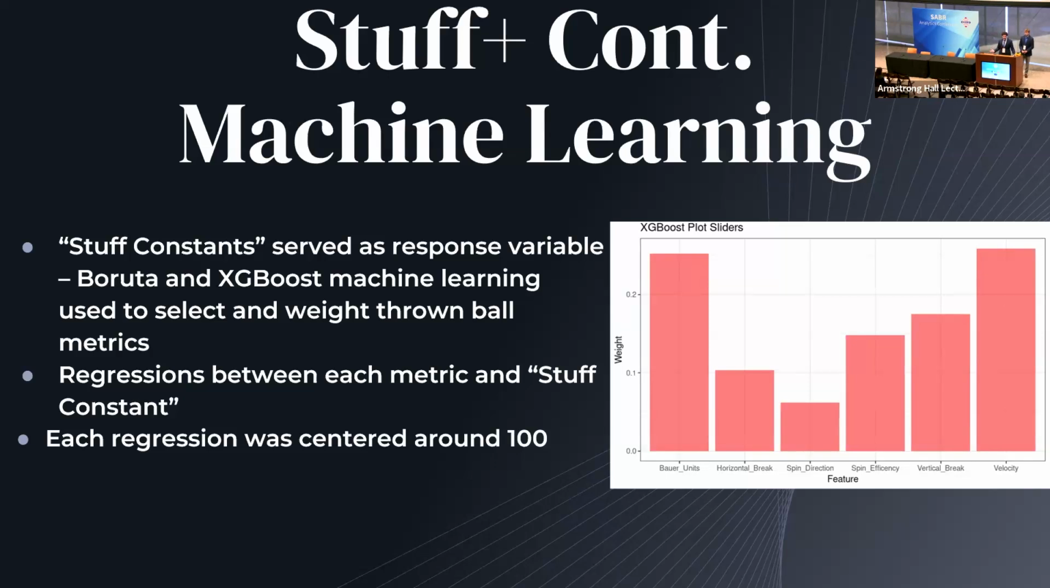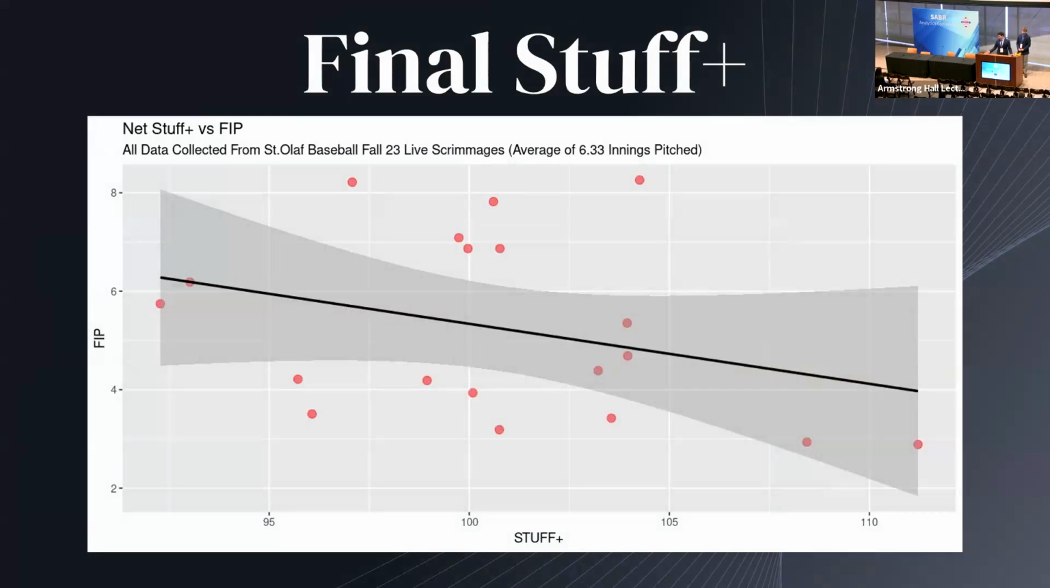Finally, we used multiple regressions between each Rapsodo metric and the stuff constant. This was so that we could put them all on a 100 scale, meaning a 101 is 1% above average, 99 is 1% below, and on and on. And finally, here was our original final Stuff Plus. As you can see, it is negatively correlated with FIP and not super strong, as data availability is definitely still our biggest problem. But as you'll hear from Henry here, there are a few things that we did to modify this and make it more valuable.